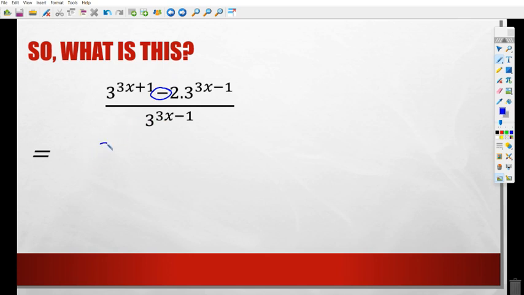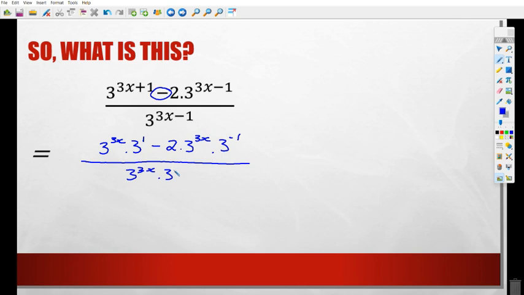So we've got 3 to the power of 3x times 3 to the power of 1 minus 2 times 3 to the power of 3x times 3 to the power of negative 1, all over 3 to the power of 3x times 3 to the power of negative 1. Fantastic. Now I've separated this one, boom, boom, and I've separated the bottom, boom, boom.